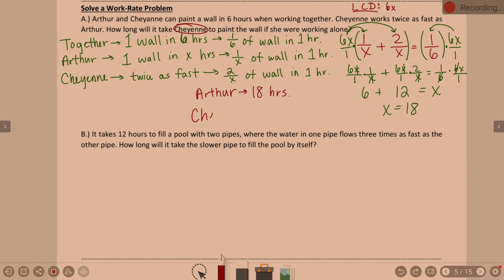Well, okay. The question asked for Cheyenne, so we need to go a step farther and talk about Cheyenne. What? 9 hours. 9 hours because, think about it, she can paint twice as fast. That doesn't mean we want to do 2 times 18 though, does it? We want to split her time in half, or split Arthur's time in half. And so Cheyenne can paint one wall in 9 hours. Okay? So always stop and look and see what the question asked. Sounds silly, but man, it's so easy to miss a problem by not answering the right question.